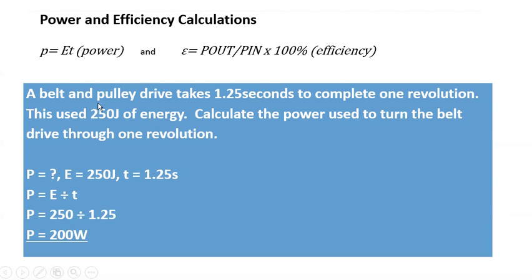Power and efficiency. So a belt and pulley drive takes 1.25 seconds to complete one revolution and uses 250 joules of energy. So we're going to calculate the power used. Now we've done this before. Power is energy divided by time. So 250 joules divided by 1.25 seconds gives us 200 watts.